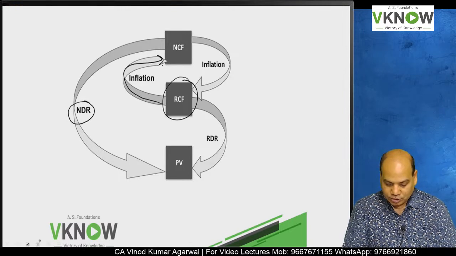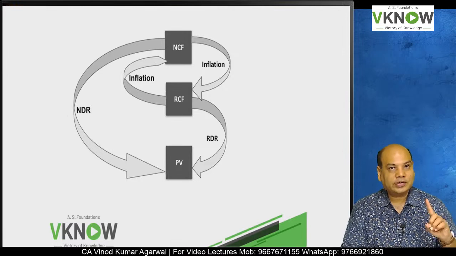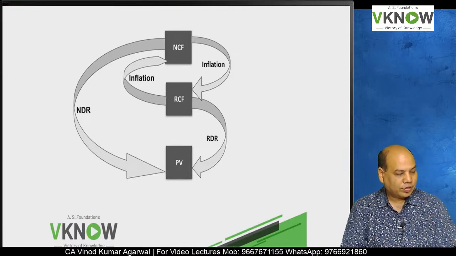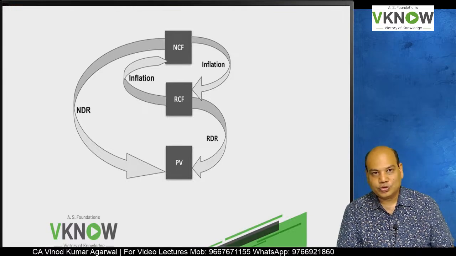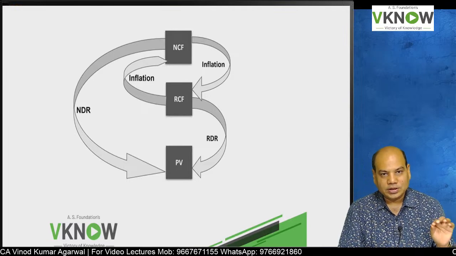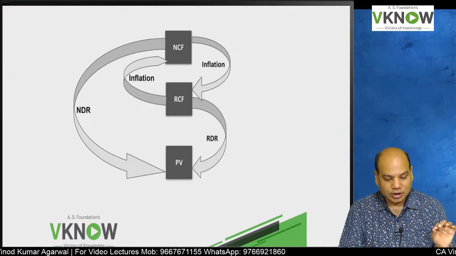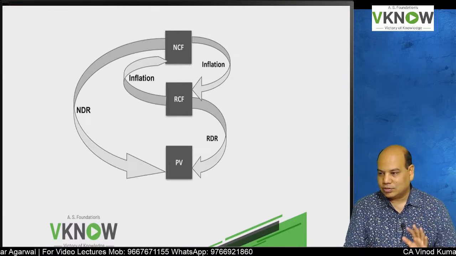Is it right? Did you like this diagram? Okay, this will help you to understand what you are supposed to do. Summary is, nominal cash flow will be discounted using nominal discount rate. Real cash flow will be discounted using real discount rate.